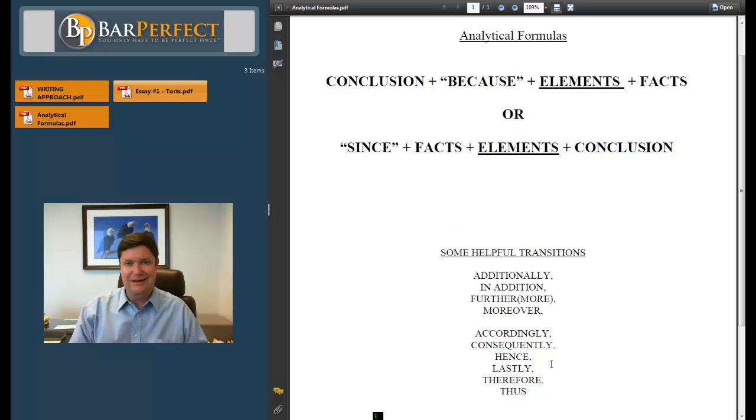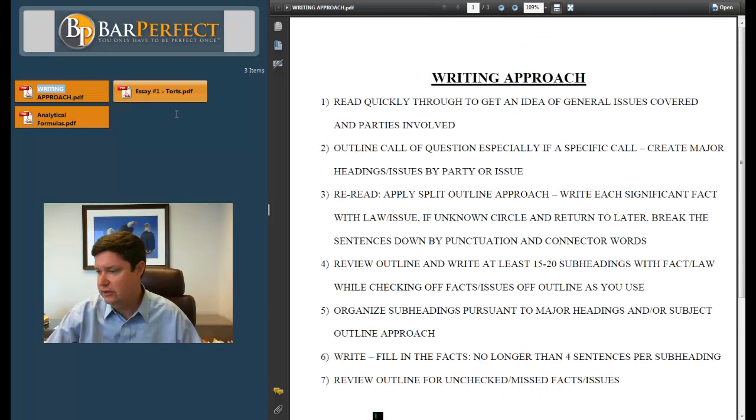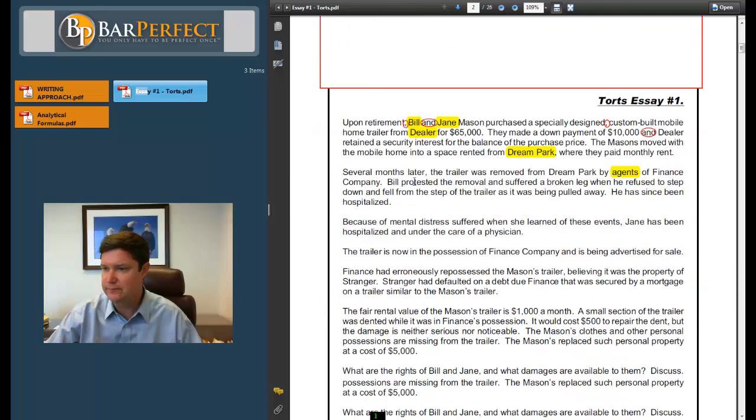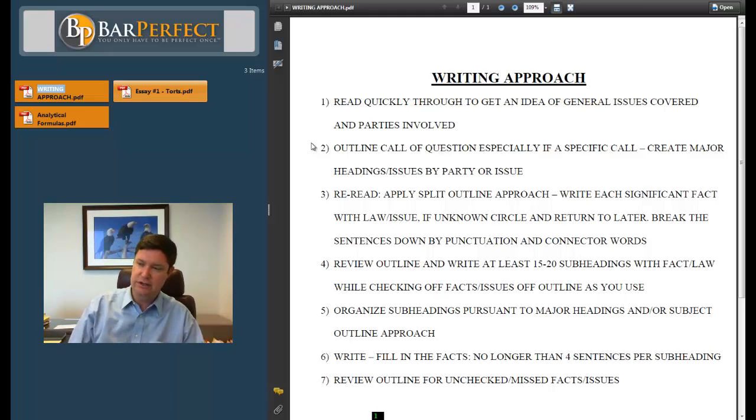If you ever need to figure out how to connect things and you're just at a loss, here are some helpful transitions. But other than that, just keep at it. I recommend taking this writing approach and using it while you're starting your initial practice, taking an essay and going through it like I said, pulling out the punctuation, and you should be all set. But like I'm going to emphasize now, you need to do a lot of essays. If you're doing just 2 or 3 or a handful, you're not doing enough. You need to do at least 6 to 9 essays per subject to really get it.